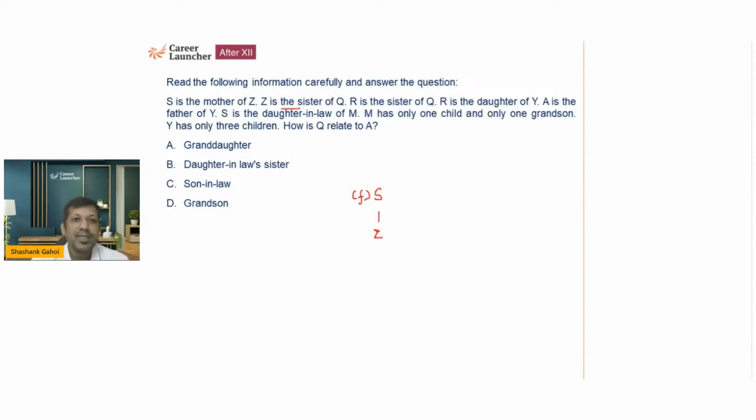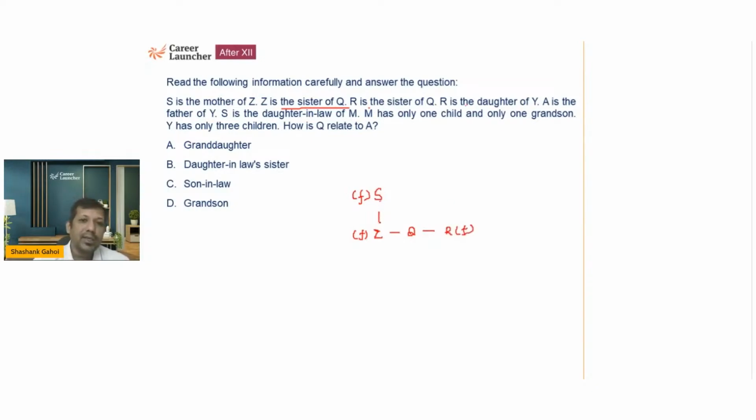Okay. Z is the sister of Q. Z is the sister of Q, means Z is female and it is a sister of Q. Okay. R is the sister of Q. Okay, I got one more sister, that is R, and again it is female. Okay. R is the daughter of Y.